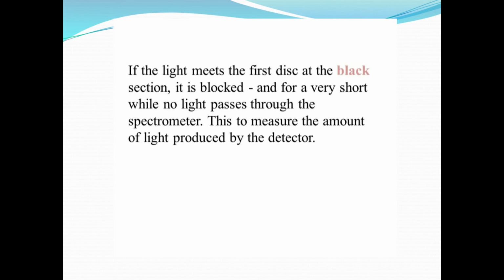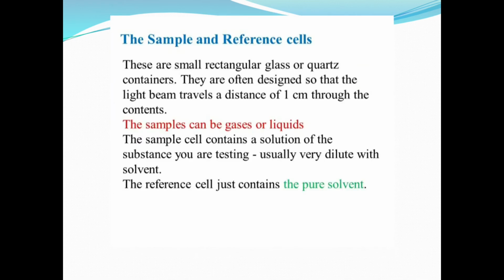If the light meets the first disc at the black section, it is blanked, and for a very short time no light passes through the spectrophotometer. This lets the detector measure the amount of light produced. The sample and reference cell: generally, the sample holder or sample cell is made of glass or quartz containers. They are often designed so that the light beam travels a distance of 1 centimeter through the contents. The sample can be gases or liquids.